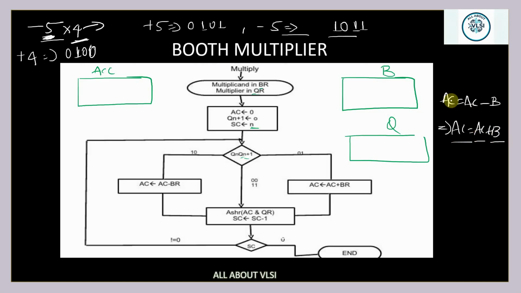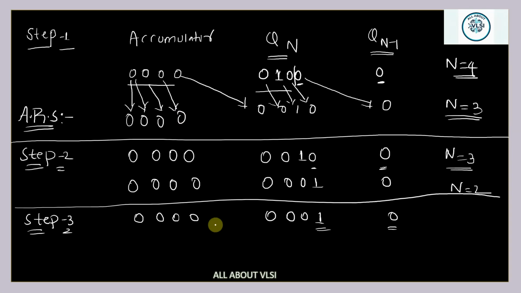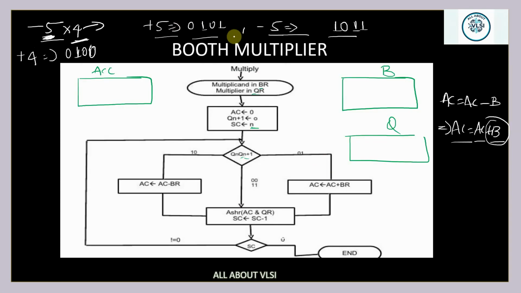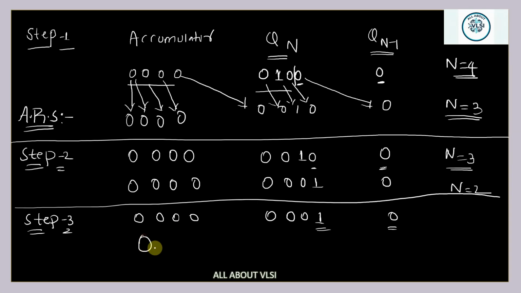Now, which value should I consider? Whether to consider minus 5 or plus 5? You should consider plus 5, not minus 5. Okay. Because we have plus B, and plus B is nothing but plus 5, which is 0, 1, 0, 1. So AC is equal to AC plus B. AC is all zeros plus B, which is 0, 1, 0, 1. And the Qn content is 0, 0, 0, 1 and Qn minus 1 is 0.